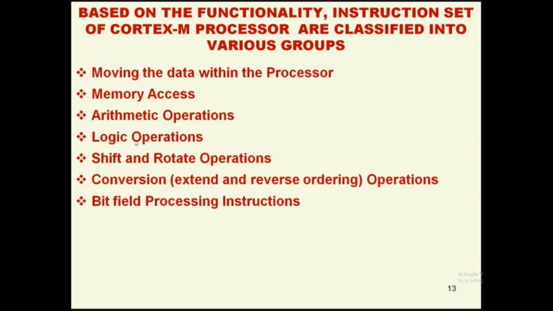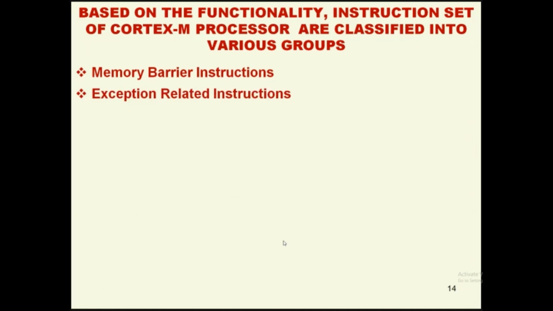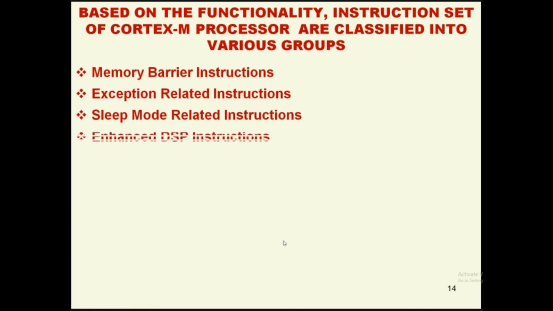Up to this will come under data transfer instructions and data processing instructions, and then program flow control, meaning branch control instructions. So branch, conditional execution, and function calls come under program flow instructions. And the most important signal processing instructions like multiply and accumulate instructions, and divide instructions, and memory barrier instructions. Because of the memory protection unit in the ARM Cortex-M4 series, memory barrier instructions are also available, and there are a few exceptions, right? Exception related instructions and sleep mode related instructions, and we have enhanced DSP instructions, right?